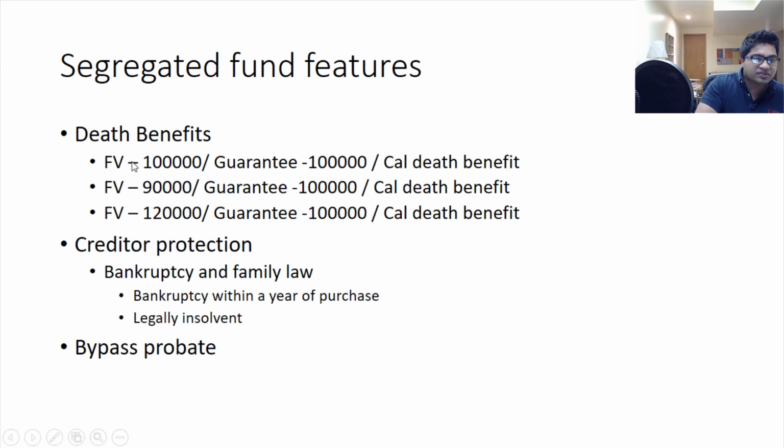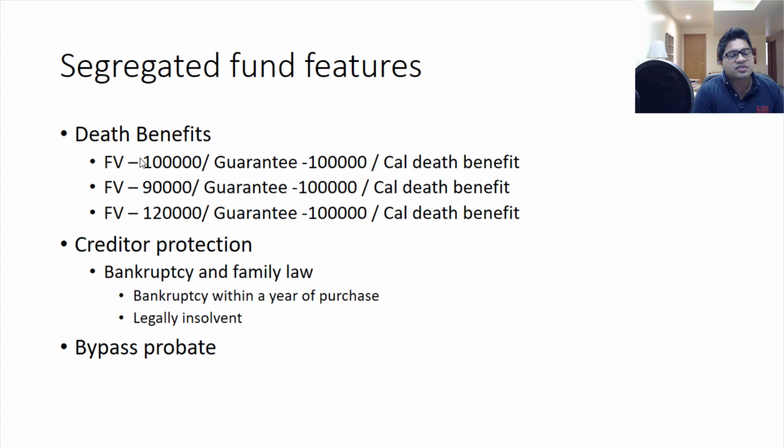Now in segregated fund, there is the concept of death benefit. So death benefit is always the guaranteed amount minus fair market value, and a death benefit arises in case the guaranteed amount is more than fair market value. If the guaranteed amount is less than fair market value, then there is no death benefit.